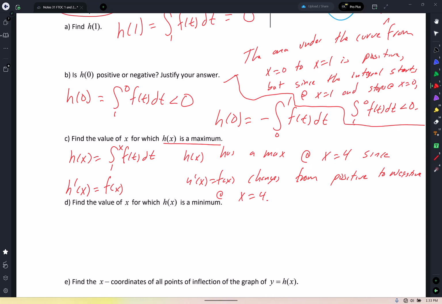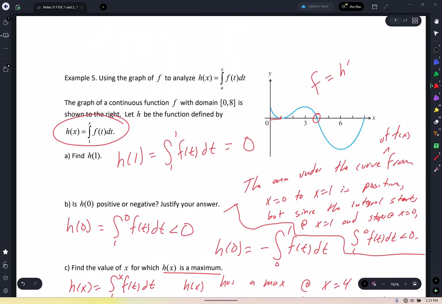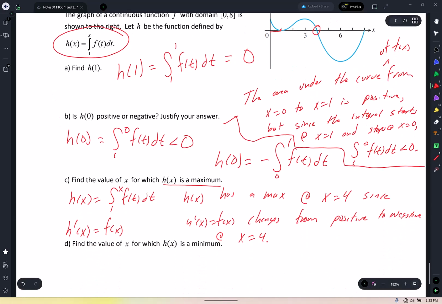I didn't do letter D with the morning period, guys. I should have. I'm going to do it right now. It says find the value of x for which h of x is a minimum. Anytime you're finding extrema, you should always consider your endpoints. But usually they're talking about your critical points. Okay, let's think about the graph of h, not the graph of f.